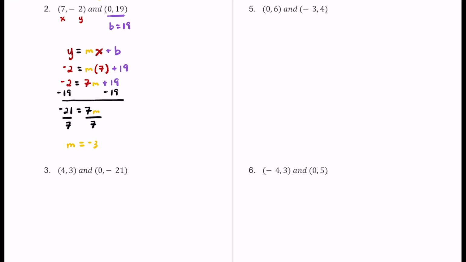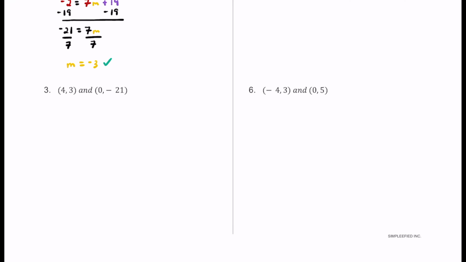So we have two values that we needed. We have b and we have m. And so if we write our final linear equation, we can say y is equal to negative 3x. So we need x and y to stay as our variables, and then plus 19. All right, so this right here would be our linear equation in slope-intercept form. We have the slope and we have the y-intercept, and it goes through the 2 points that we were originally given. All right, cool. Let's try number 3.